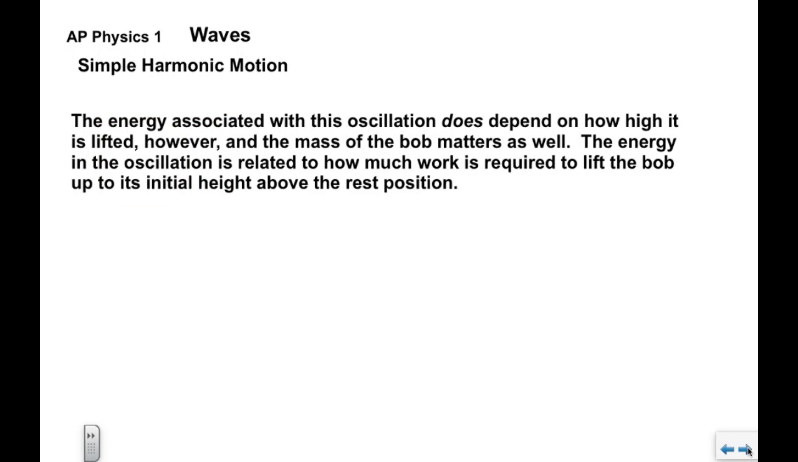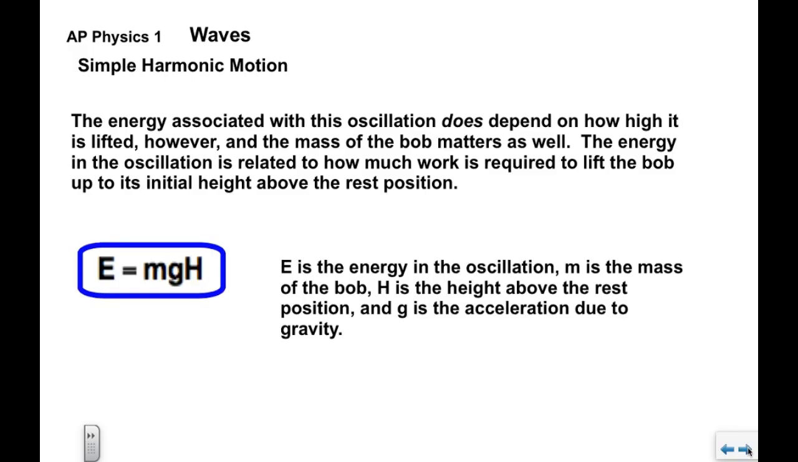Okay, the energy in this oscillation does depend on how high it is lifted. So again, it's associated with the amplitude, and also how much work is required to lift the bob up to its initial height. So the formula is mgh. h is the height above the rest position that the bob is lifted, g, of course, is the acceleration due to gravity, and m is the mass of the bob. This one's not on your formula sheet, so this one you want to remember.